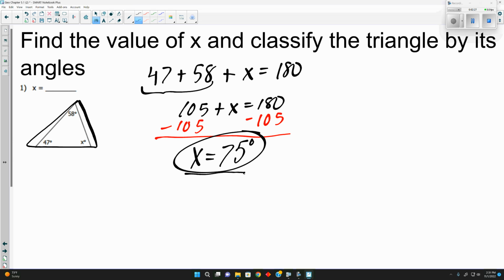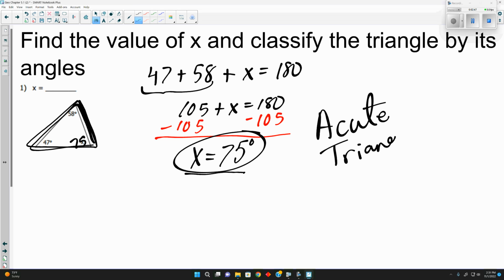So what can we say? Because if we're classifying it by its angles, it's either going to be acute, right, obtuse, or equiangular. So all three angles. So this is an acute triangle because all the angles are less than 90. Questions on this here?